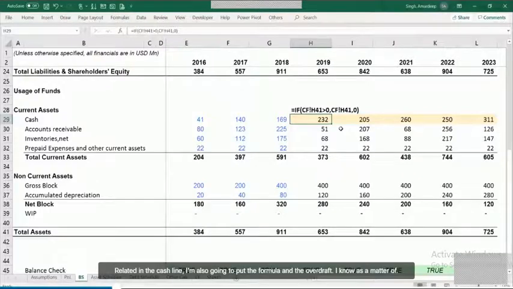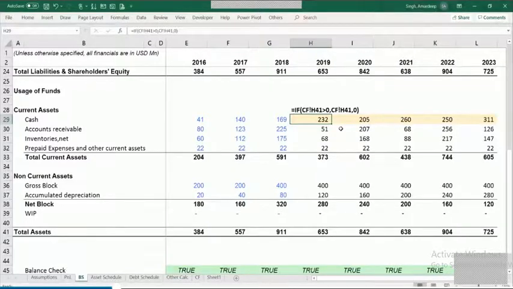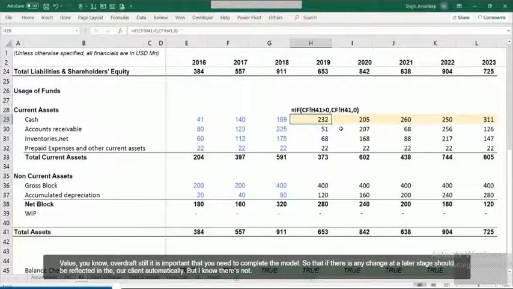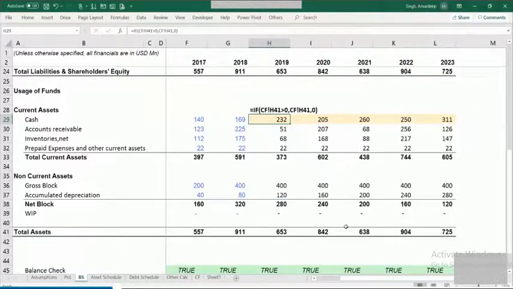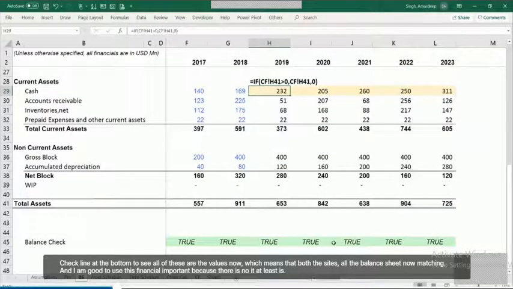I'm also going to put a formula in the overdraft. I know as a matter of fact that all of those values are zero. There's no overdraft. Still, it is important that you complete the model so that if there is any change at a later stage, it should be reflected in the overdraft line automatically. But I know there's nothing, so that's why you see in the balance sheet check line at the bottom, all of these are true values now, which means that both the sides of the balance sheet are now matching, and I am good to use this financial model, because there is no accounting error for that matter.